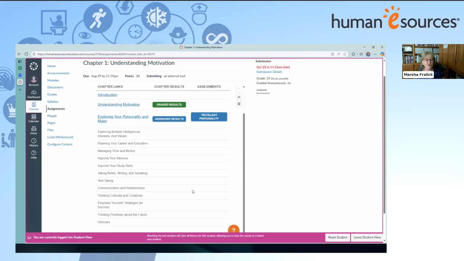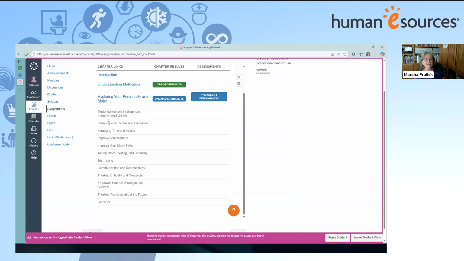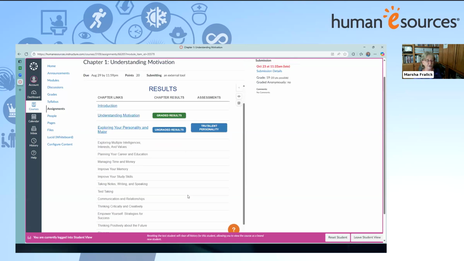Exploring your personality and major, and then exploring multiple intelligences, interests, and values. Planning your education and career, managing time and money. Improve your memory, improve your study skills, taking notes, writing and speaking, test taking, communication and relationships, thinking critically and creatively, empower yourself, strategies for success. That's my newest chapter on mental and physical health, and thinking positively about the future. If you purchase any of my textbooks, you can choose which chapters you want, so it is personalized. But let's take a look at the first chapter as a student would view it.